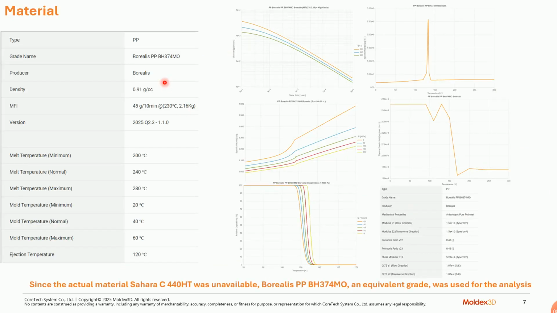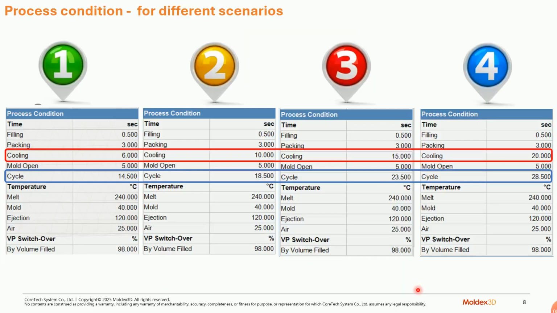Further, the customer has given the material data. With the MOLDEX 3D Material Hub Cloud, we found the nearest or equivalent material. As per the suggestion from Material Hub Cloud, we decided to go with the polypropylene BH374MO equivalent material for this simulation. Then, about the process condition, usually when the mesh model is ready, the MOLDEX 3D solver automatically suggests the process condition like this.